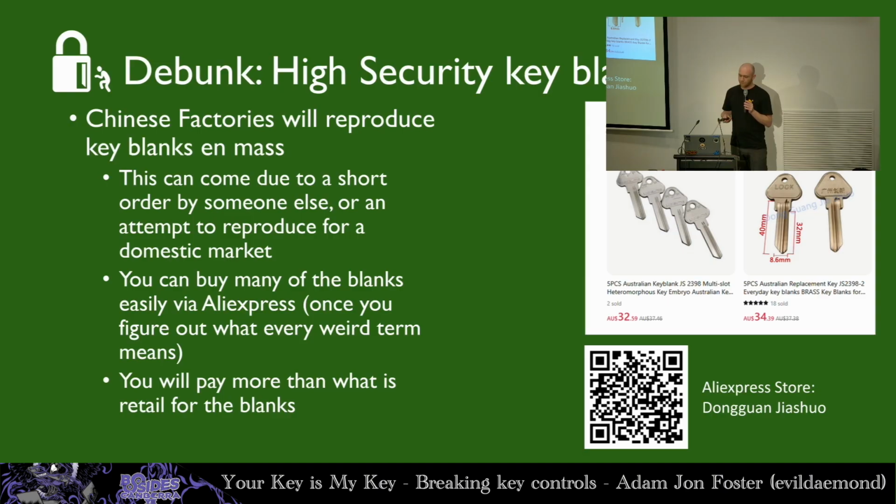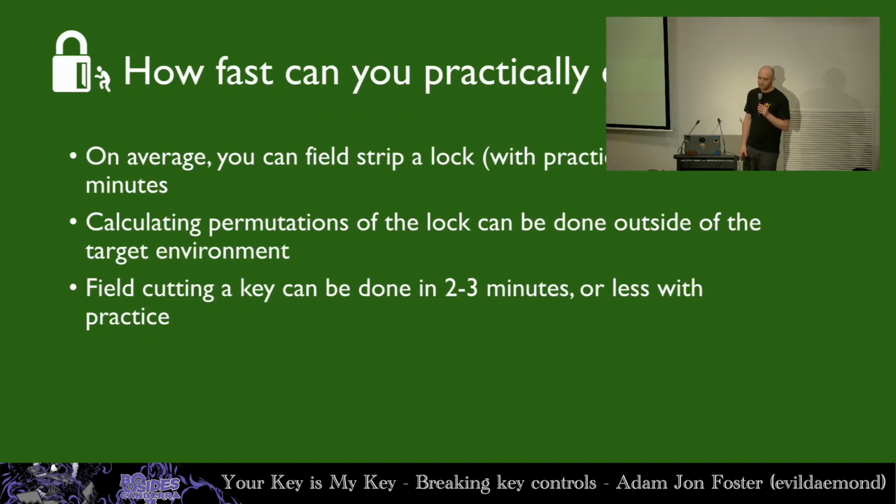Now, all of this is said and done. You might be going, okay, would you practically do this? Would you actually go into a building and do this as a test? The answer is yes. On average, you can field strip a lock with practice in about 5 to 10 minutes. So you can just take the lock, disassemble it, put it back. Calculating the permutations to the lock can be done outside. You can take a photo of the core, leave, measure it all up, come back, go to your office, put it all in, have a nice coffee, cut the key, and be done. You can also just do it in the field. It takes like 20 minutes.